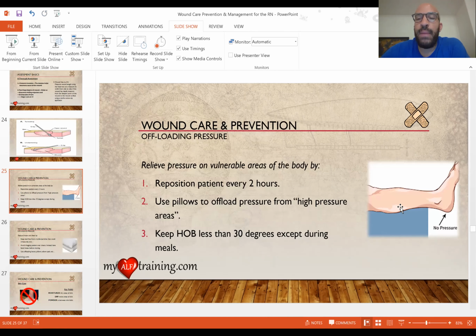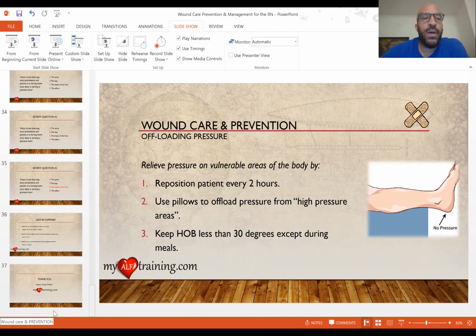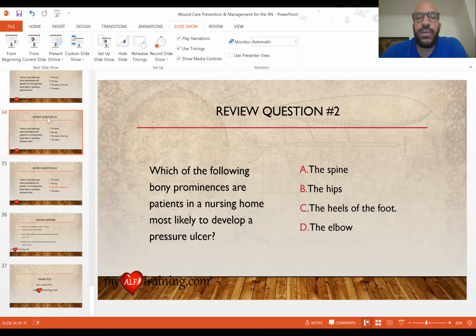So what they did is they propped this foot up, the leg up, and the heel is laying off of the bed. Or you could sit the patient in a recliner and a chair in front of them and raise that leg up and let that heel float off of the edge of the chair. So whatever technique you choose, we want to make sure that we are offloading the pressure and repositioning the patient from those high pressure areas. Because if the patient is in a nursing home, they are much more likely to develop a pressure ulcer on their sacrum or either heel.